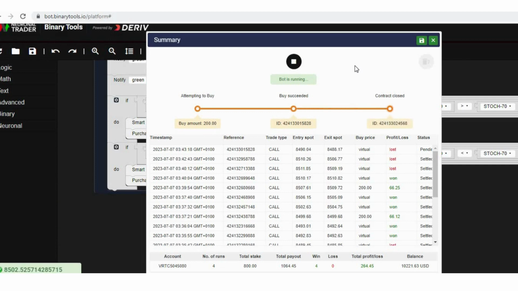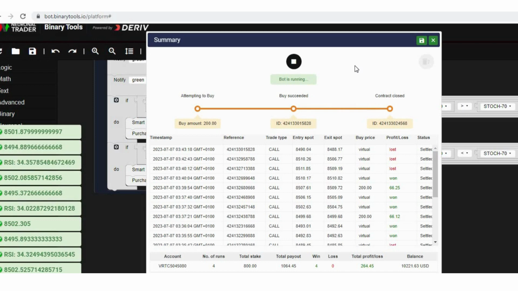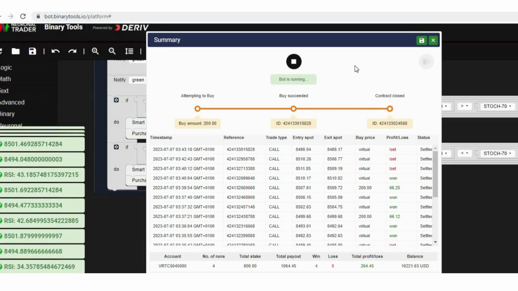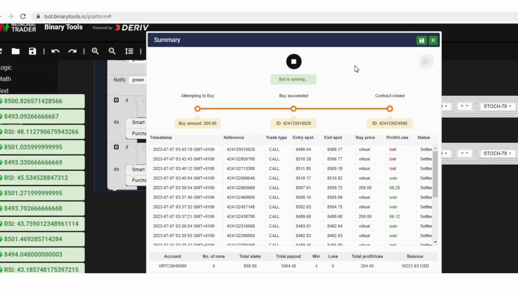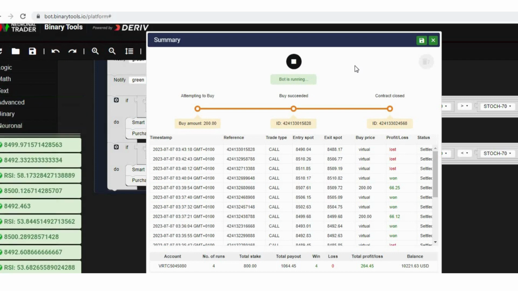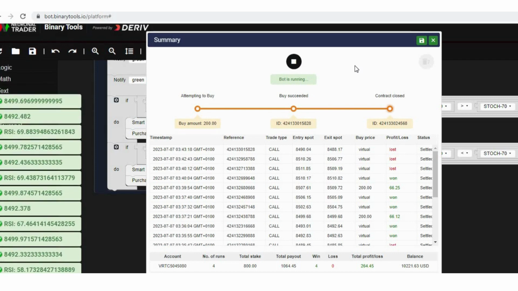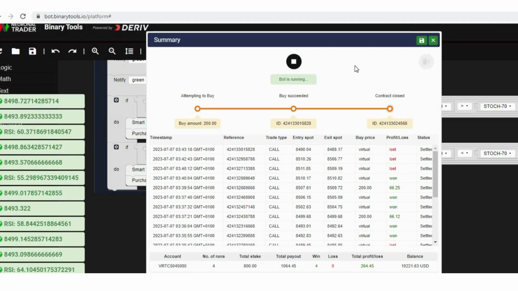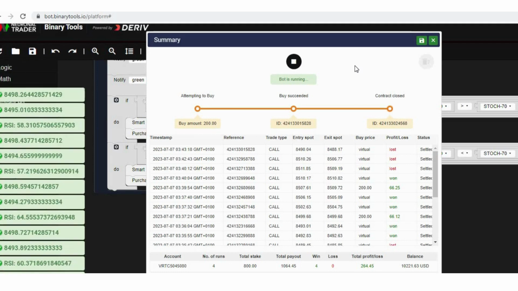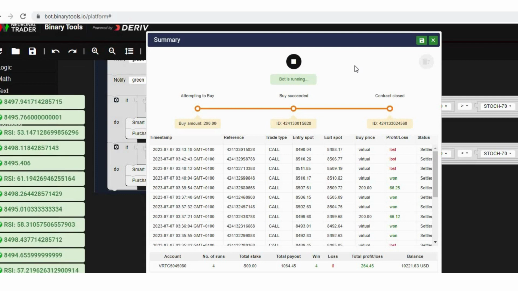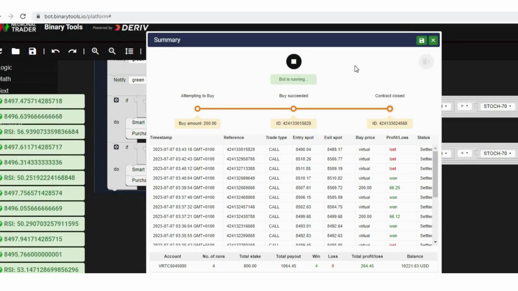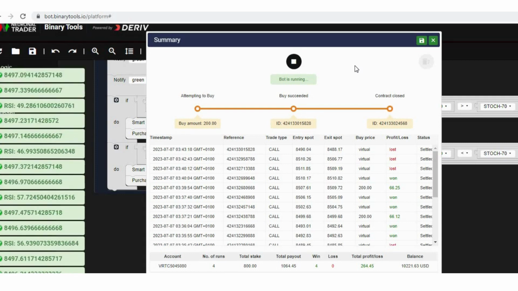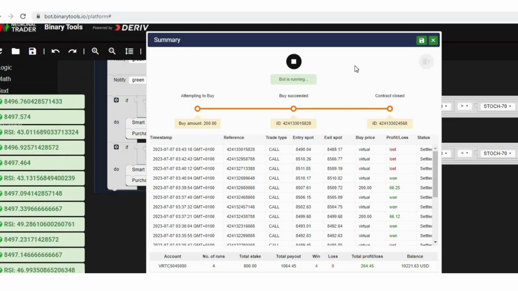So this bot uses a virtual hook. When we have 2 straight wins on the virtual account, it switches to the real account and then trades. That way you don't blow your account because of a streak of losses.